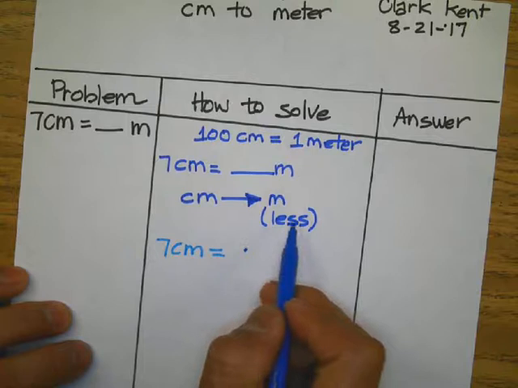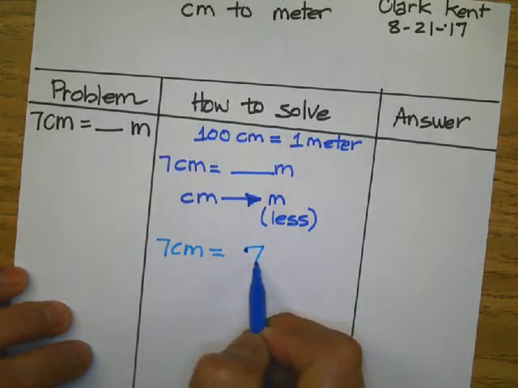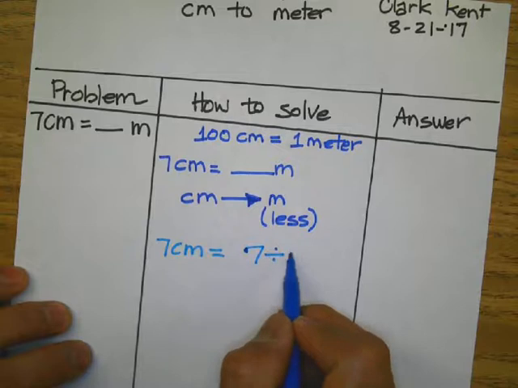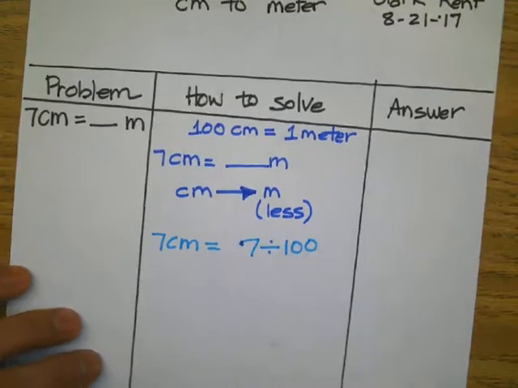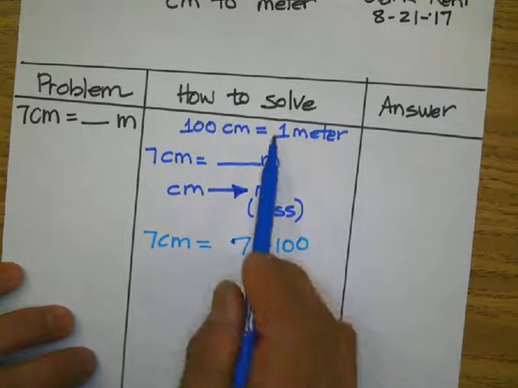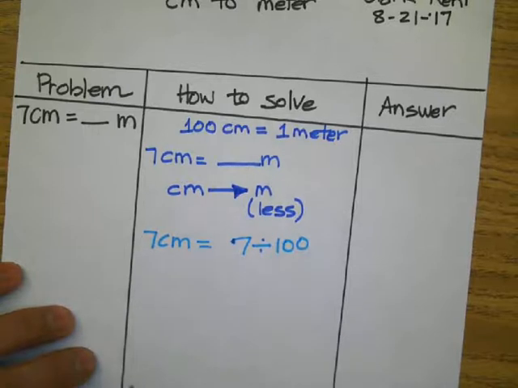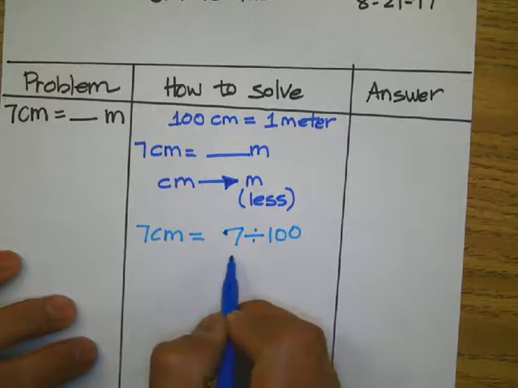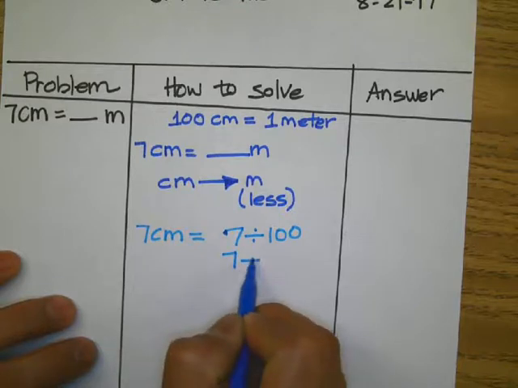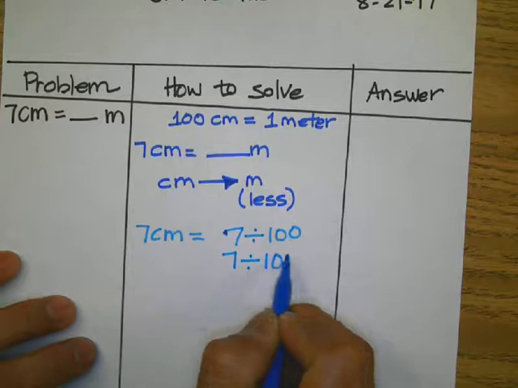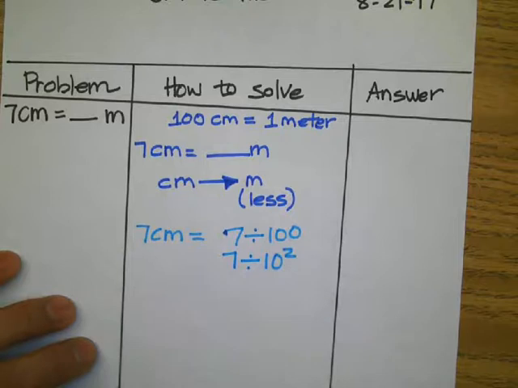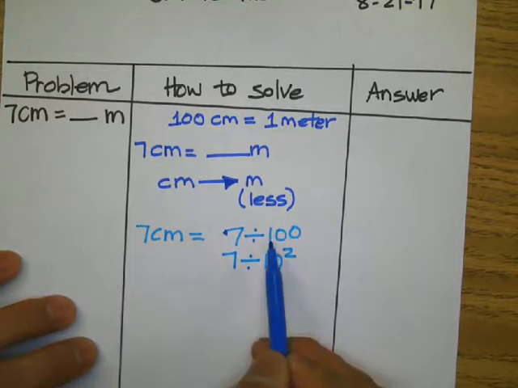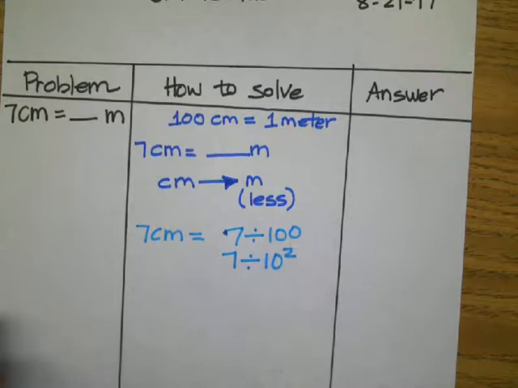It's going to be 7 centimeters divided by 100. Why 100? Because we know that 1 meter equals 100 centimeters. Now, just so you know, because sometimes you will find problems this way, you can also write this problem as 7 divided by 10 to the power of 2. Why? Because this number was divided by 10 twice. So there you have it. That's your setup. That's your problem.